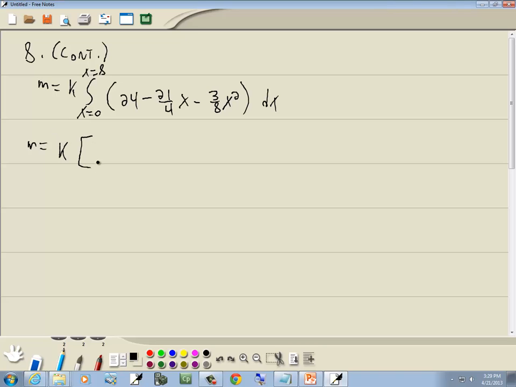K stays out in front. Integrate with respect to x. So we got 24x minus 21/4 times 1/2 x squared minus 3/8 times 1/3 x to the third from x equals 0 to x equals 8. Well, to begin with, the 0 I don't need to plug in. 24 times 0 is 0. 0 squared is 0 times 1/2 is 0 times 21/4 is 0. 0 to the third is 0 times 1/3 is 0 times 3/8 is 0. So that all drops away. So the 8 is the only thing we have to plug in.